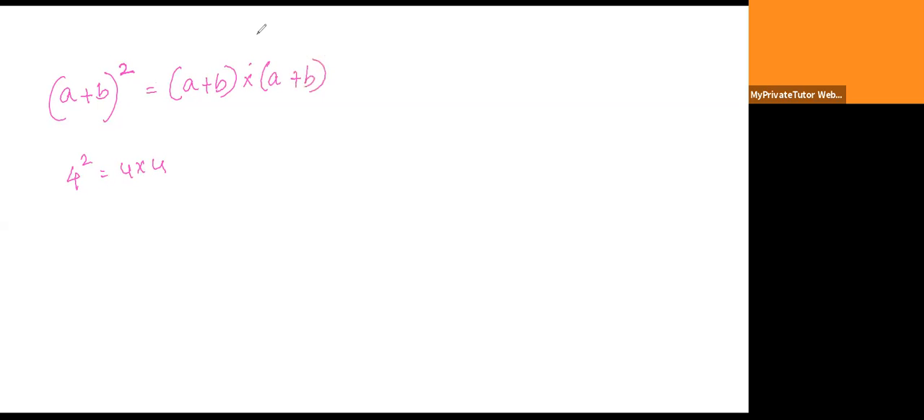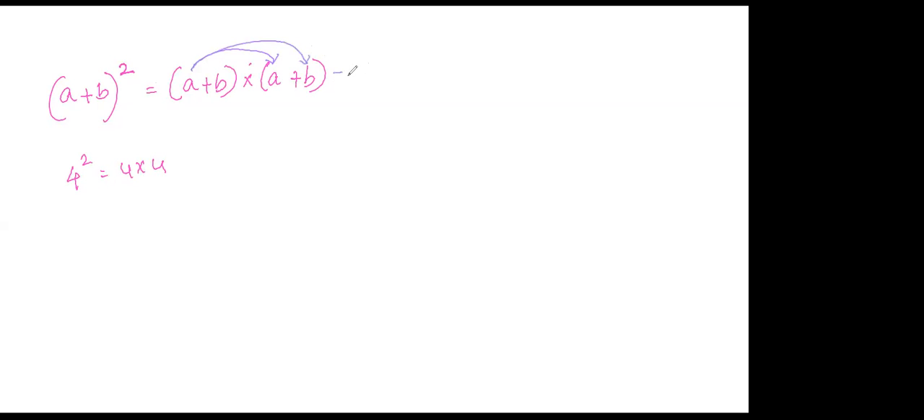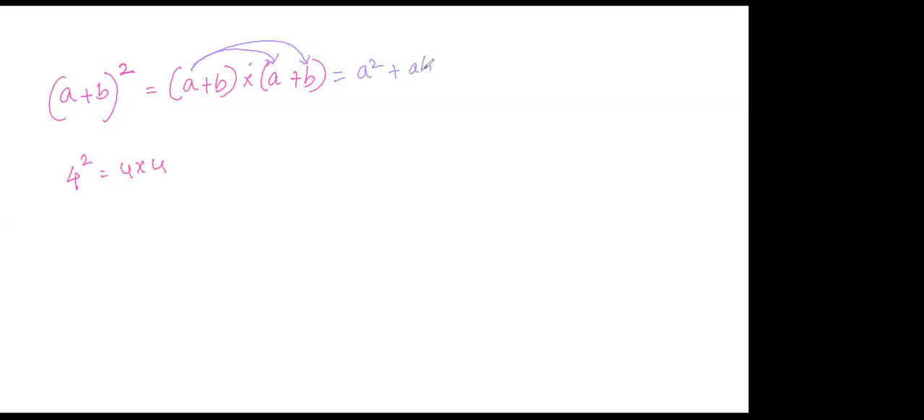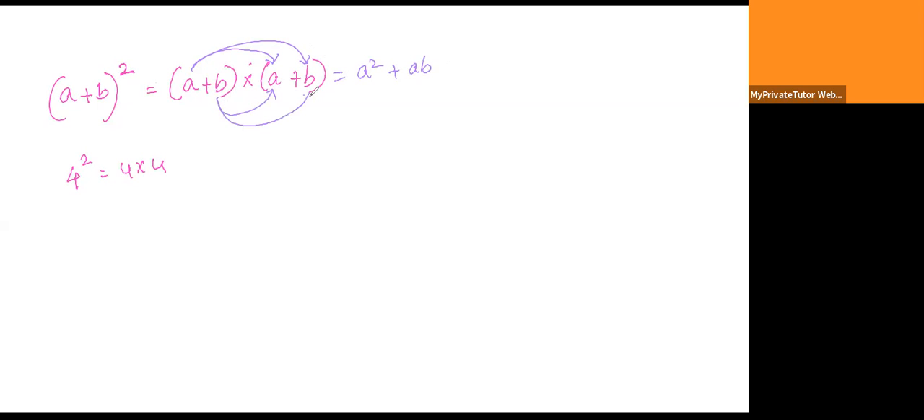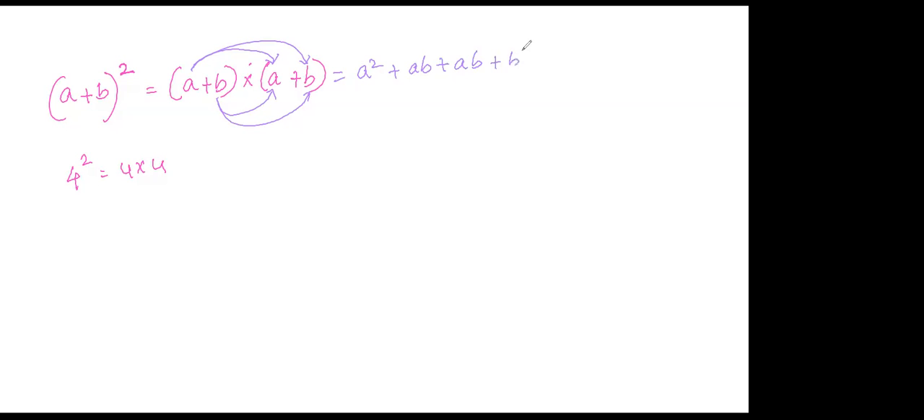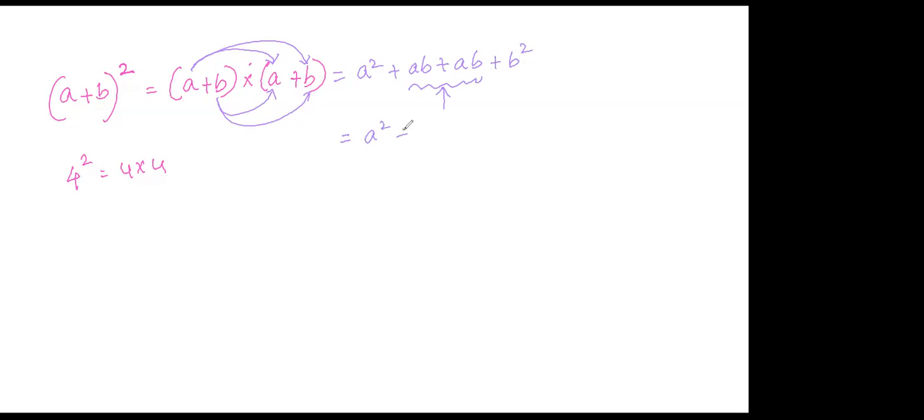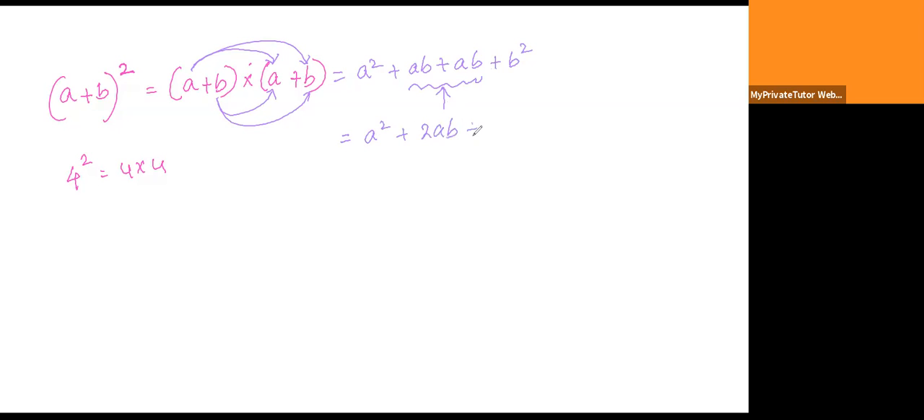Please foil this. Please distribute. What is a times a? What is a times b? So it will be a square plus ab. Then please multiply with this: a times b is again ab, plus b square. Now, these two are like terms, isn't it? So it will be 2ab. That's what we got in the formula.